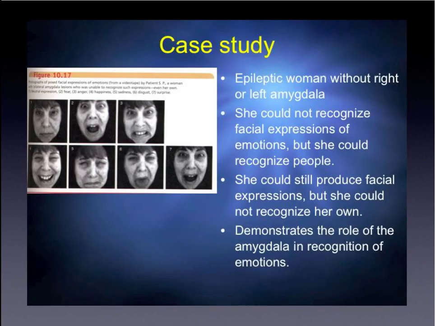Another case study is a woman who had damage to her amygdala. And so here is this patient performing a bunch of facial expressions on the left panel, and they're from happy, sad, disgust, anger, and so on and so forth. And she could produce the facial expressions, but she couldn't recognize her own facial expressions. She couldn't tell which ones were happy or sad or surprised, etc., which demonstrates the role of the amygdala in the recognition of emotions.